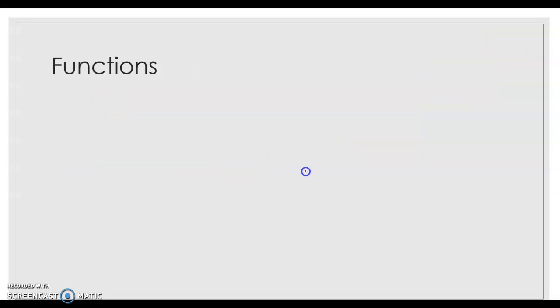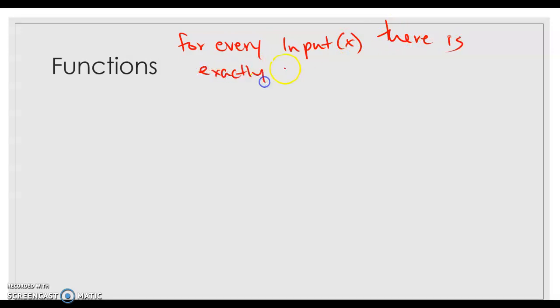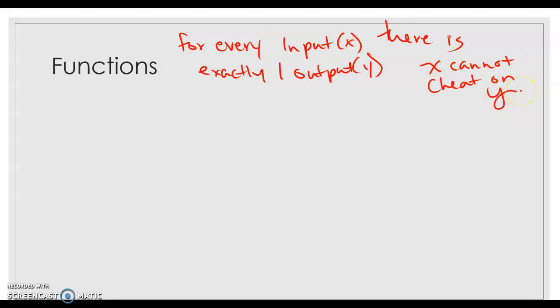From there, we moved on to functions. We know that for every input, which is our x value, there is exactly one output, which is our y value. More simply put, x cannot cheat on y. Here are some examples.